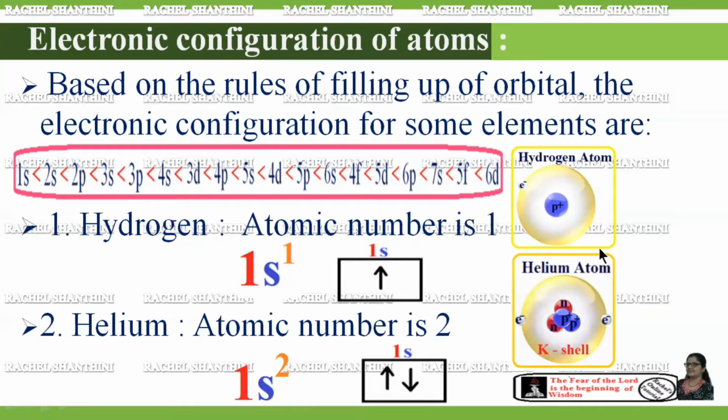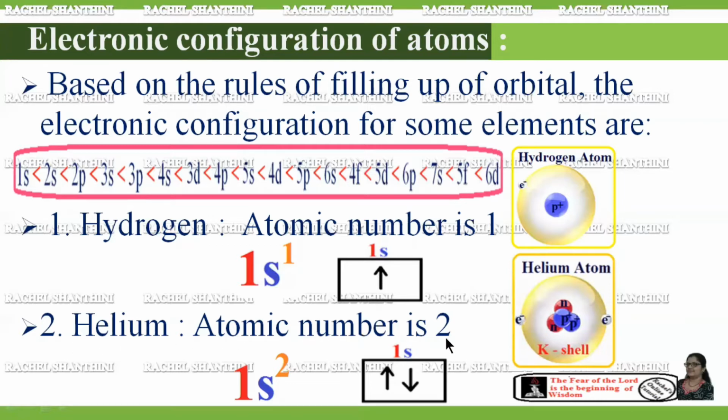Now, to represent the electronic configuration of hydrogen by orbital diagram, to represent the orbital, first we have to draw a box. Since this electron is present in the s suborbital, which is in the K shell, we have to write 1s. We can write this 1s either at the top of the box or at the bottom of the box. How many electrons are there? Only 1 electron, right? Now, this electron is represented by an upward arrow mark.